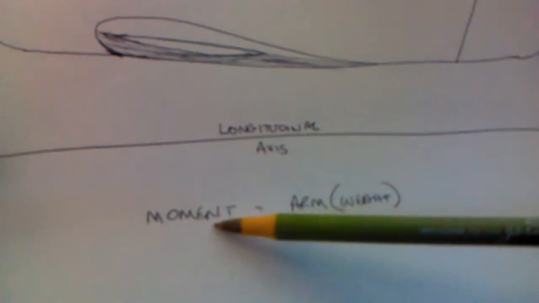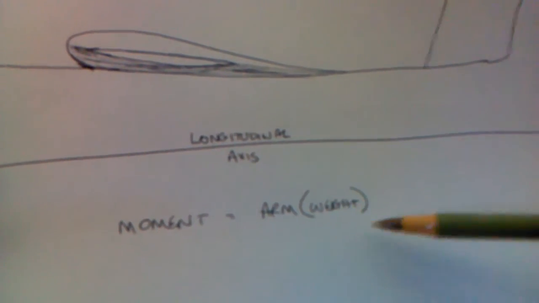So just to show it to you on paper, moment equals arm times weight. So those are the three definitions that we're going to work with here in a minute: weight, arm, and moment. Now, a lot of aircraft performance charts will do some of these things for you, just to make it a little faster and easier to determine center of gravity.